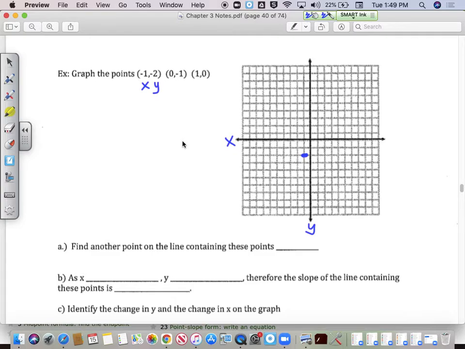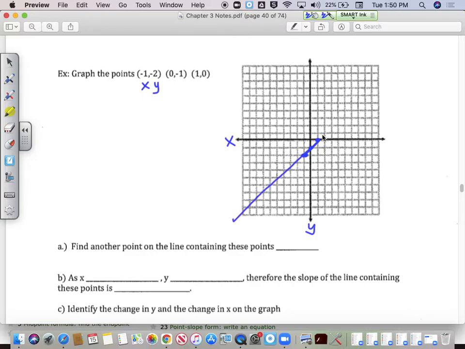And then I'm going to go 0, -1, which means start here at 0 on my x-axis and then go down to -1. And then 1, 0, over 1, and you stay here at 0. So these 3 points are actually on the same exact line. So if I was to graph this line, I could connect these points, and I could find another point on this line. Now these 3 points, if I just connected these 3, that's what it would look like.